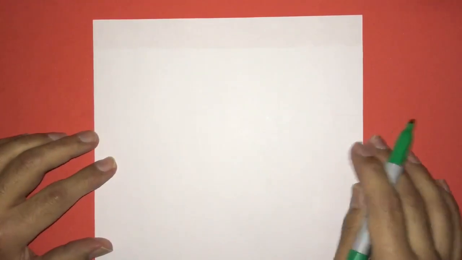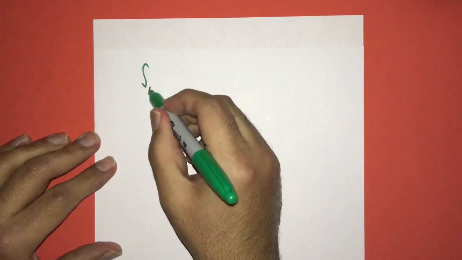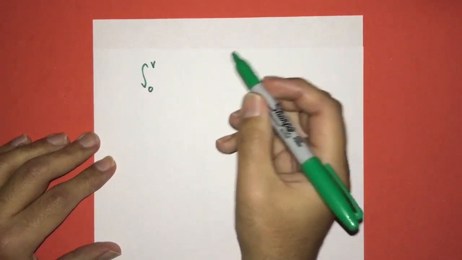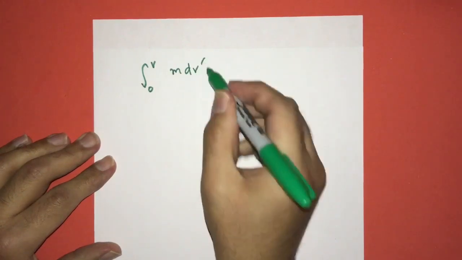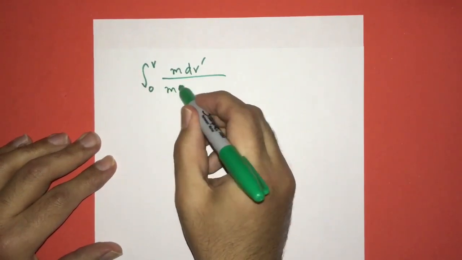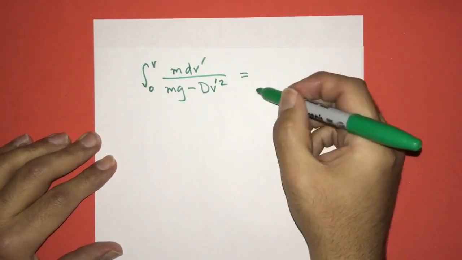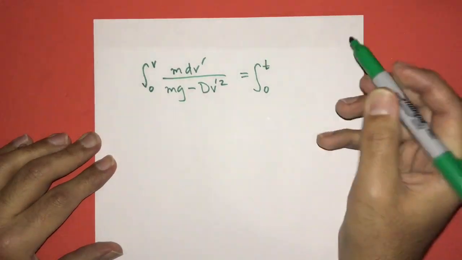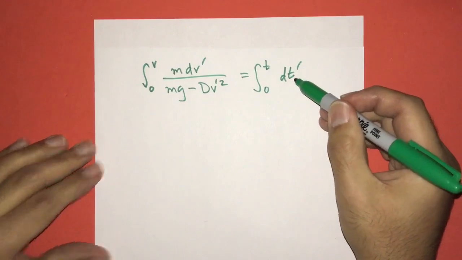Okay, so just rewriting everything, let's see what we get. So we're going to get the integral, and we're going to integrate from 0 to any velocity we want. We're going to get m dv prime divided by mg minus dv prime squared equals the integral from 0 to t of dt prime.